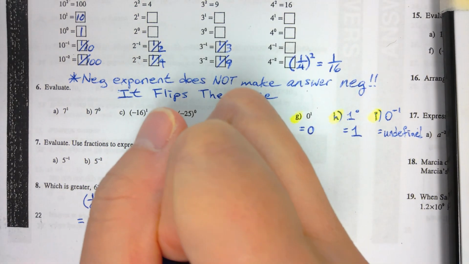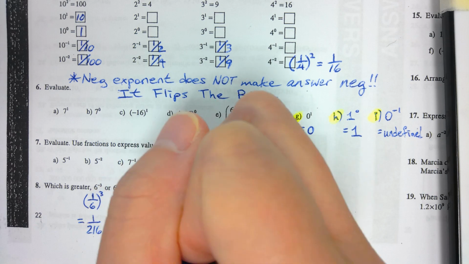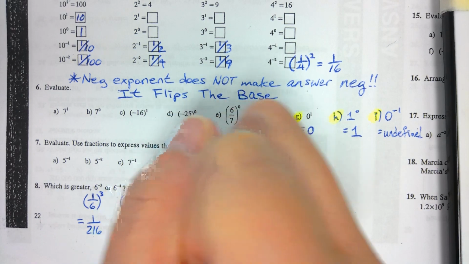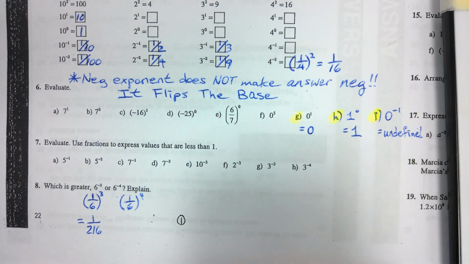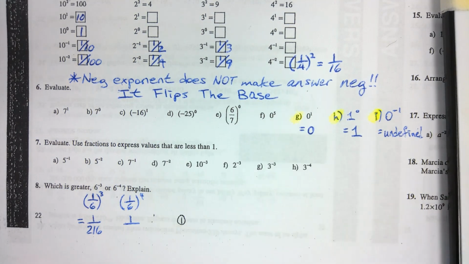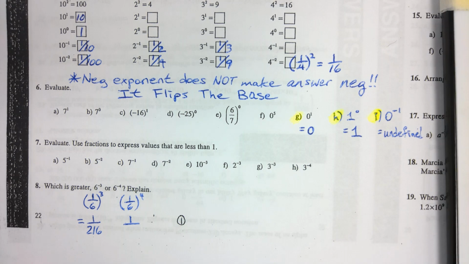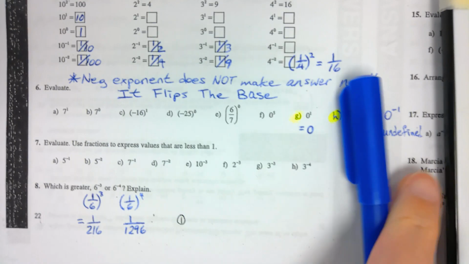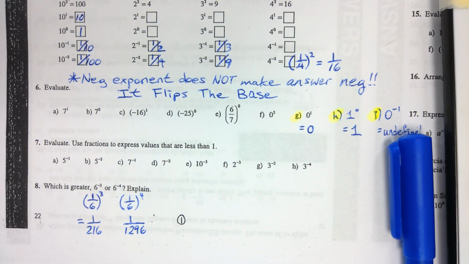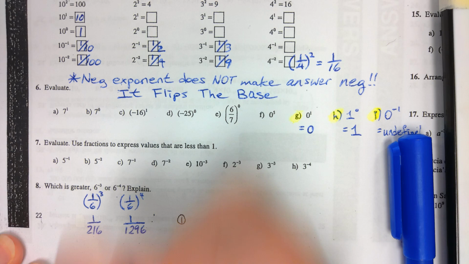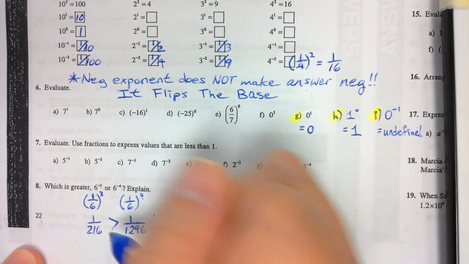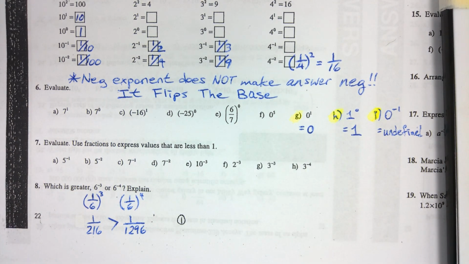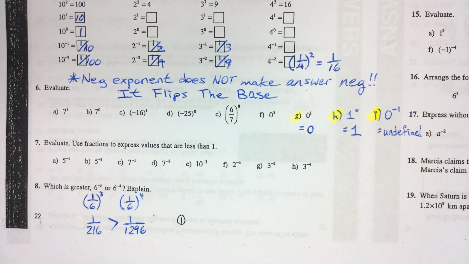And then this one, 6 to the power of negative 4 is 1 over 6 to the 4. So this gives you 1 over 6 times 6 times 6 times 6, 1,296. And because it's a fraction, this one is bigger. So because it's a negative exponent, the smaller the exponent, the bigger the number.